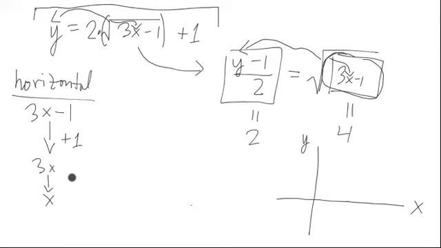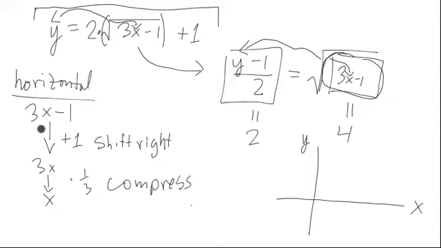You have to divide by 3 or multiply by 1/3. So this is like taking an x value, adding 1. That means it's a shift to the right. Then you take all your x values and you multiply by 1/3. That means compress. Okay, now, what about vertical?